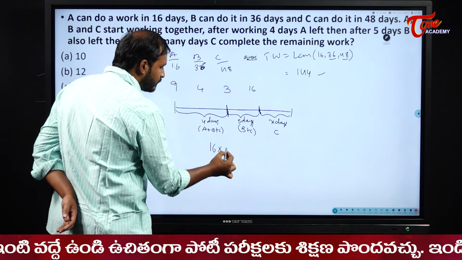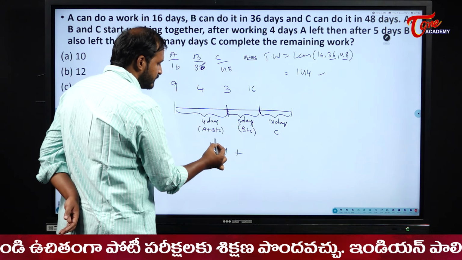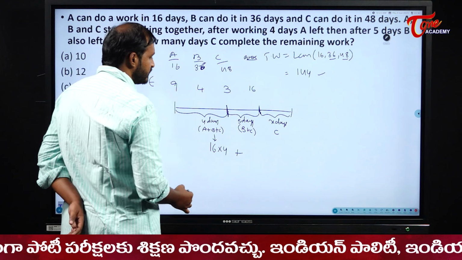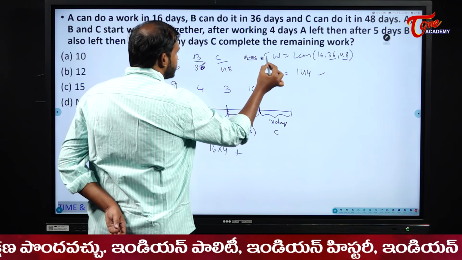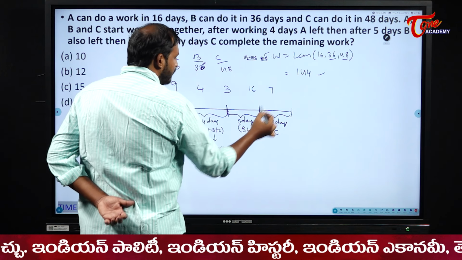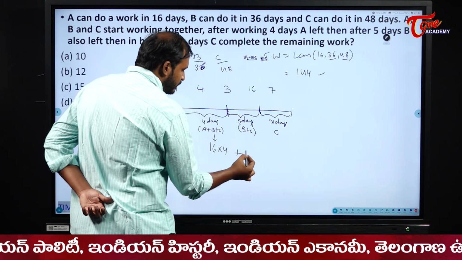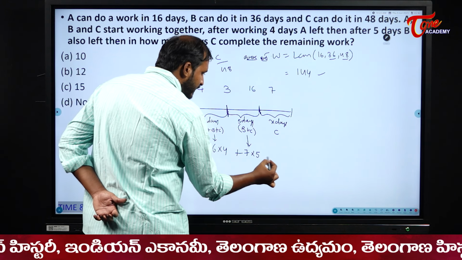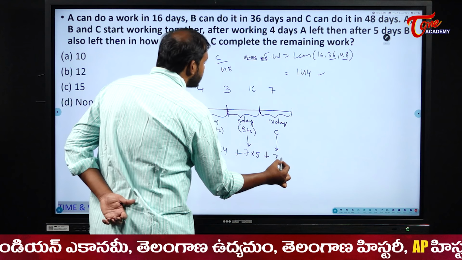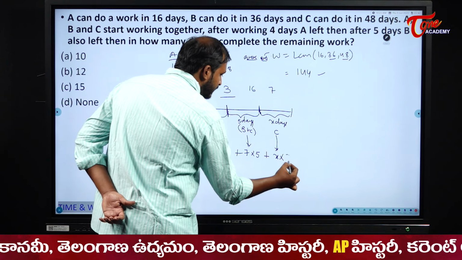So 16 into 4 plus, this is the work done by all the 3 together. And next B and C. What is the combined efficiency of B and C? 7. They worked for how many days? 5 days. So 7 into 5. This work plus work done by C will be X into what is the efficiency of C? 3.